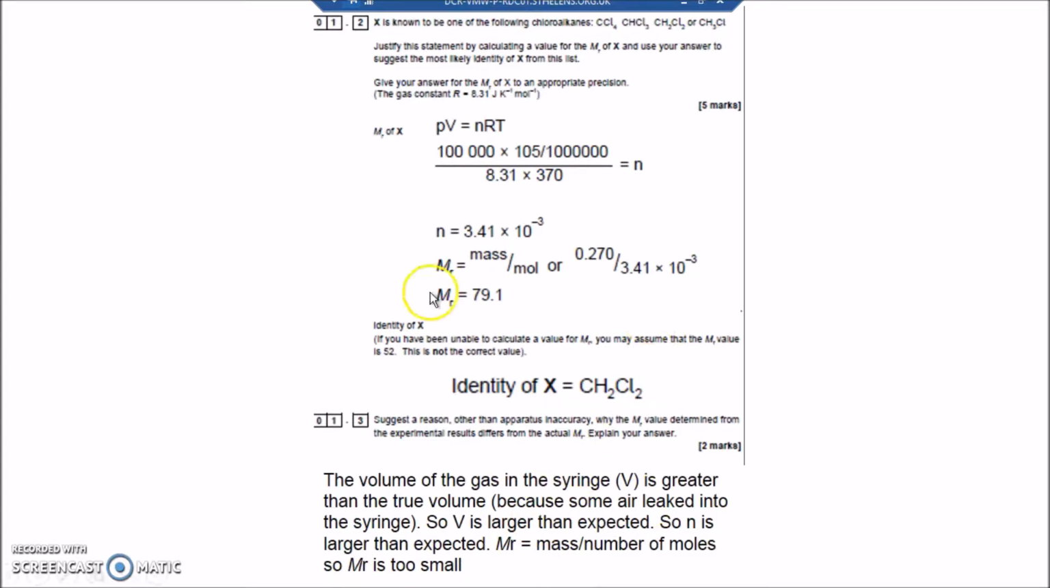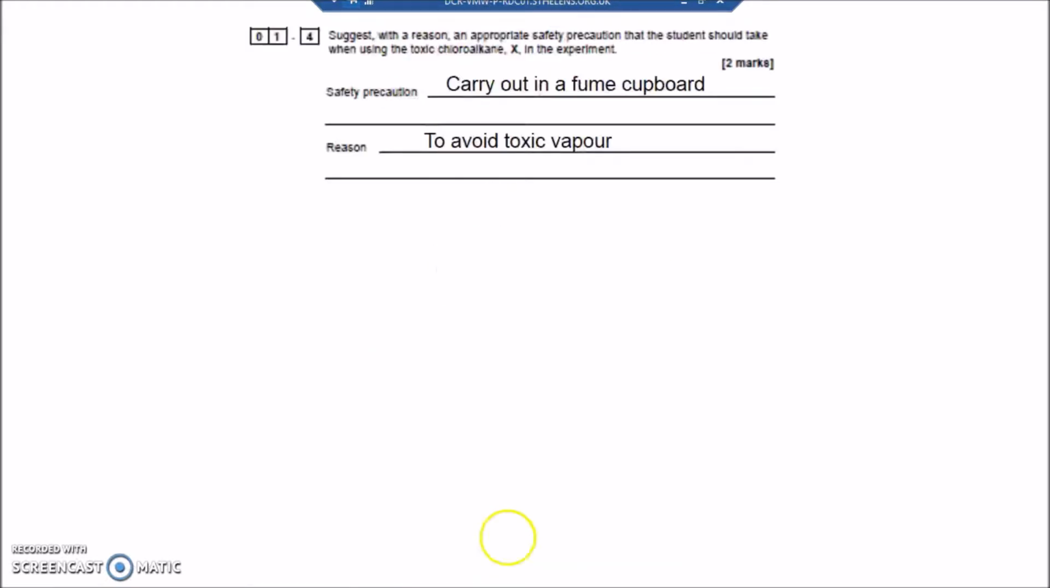So now if we look at V being larger than expected, pressure times volume equals n times R times T. So this side is larger than expected because V is larger than expected, then the number of moles is larger than expected. So if the number of moles is larger than expected, then MR is mass divided by number of moles. If number of moles is bigger than expected and it's a divide by a big number, then MR is going to be smaller than you expect.